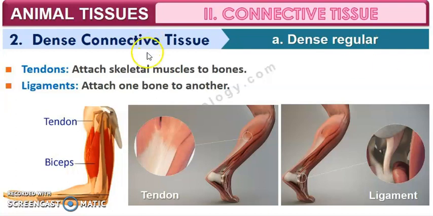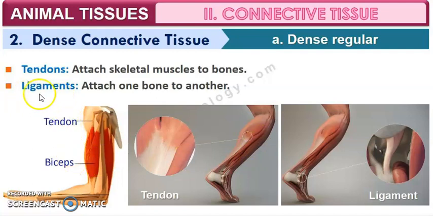So tendons are the connective tissue which attach the skeletal muscles, right? Connective tissue is to connect something, right? So the tendons attach the skeletal muscles to the bones; that is the work tendons are doing. You can see the tendon. So this is the tendon and it is a part which attaches the skeletal muscles to the bones, right?